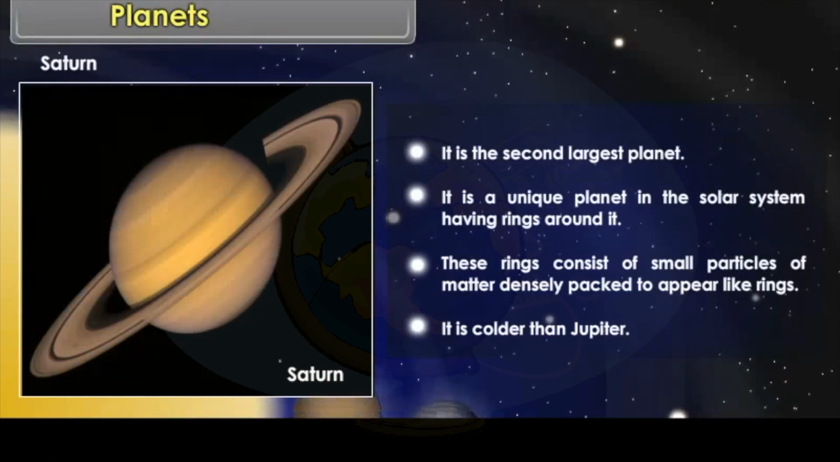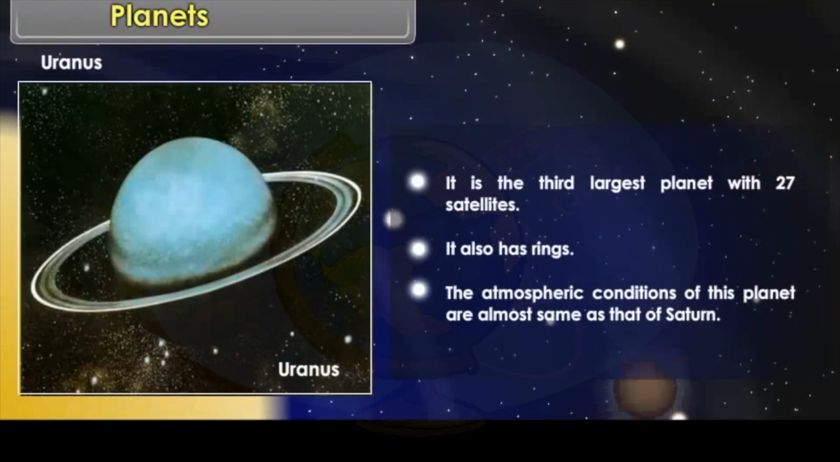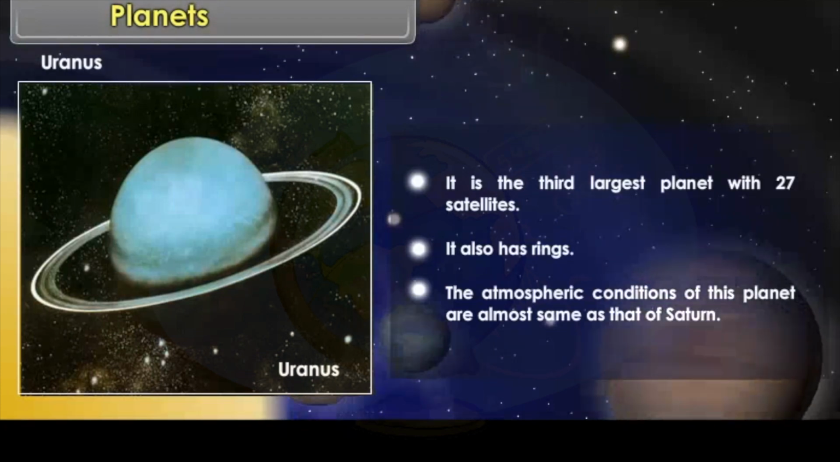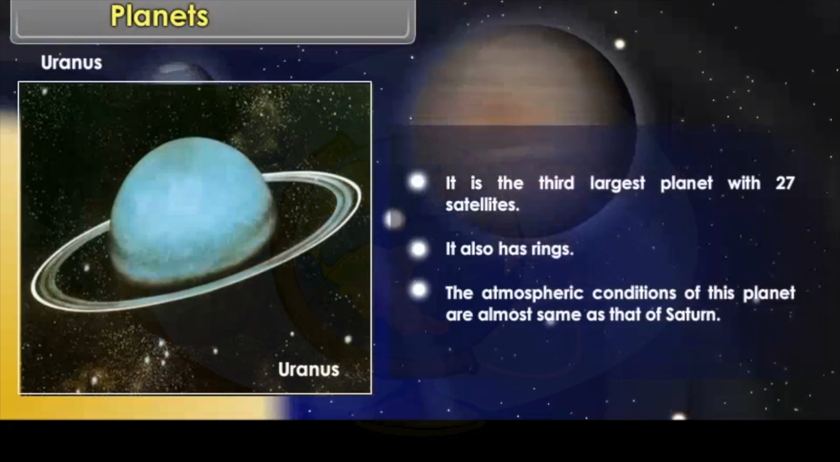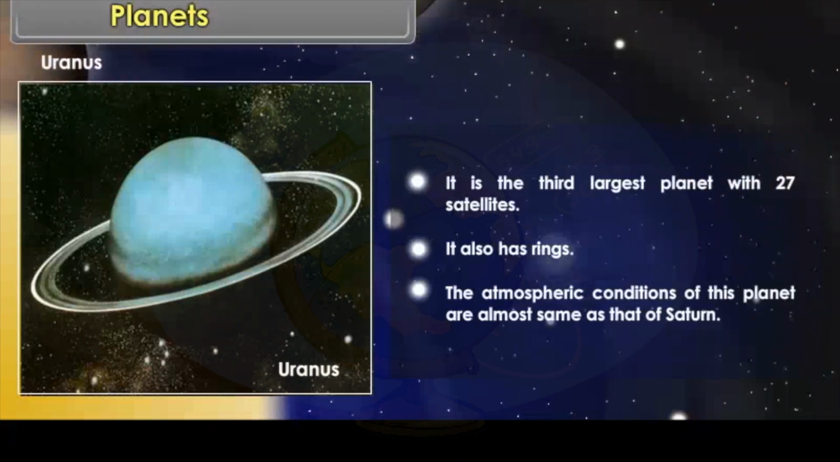Uranus. It is colder than Jupiter. It also has rings. The atmospheric conditions of this planet are almost the same as that of Saturn.